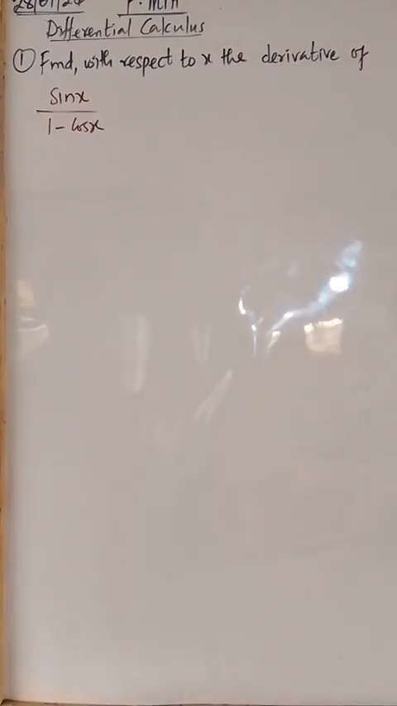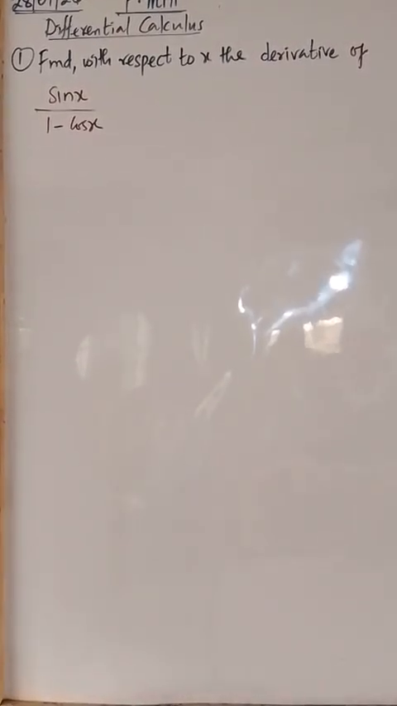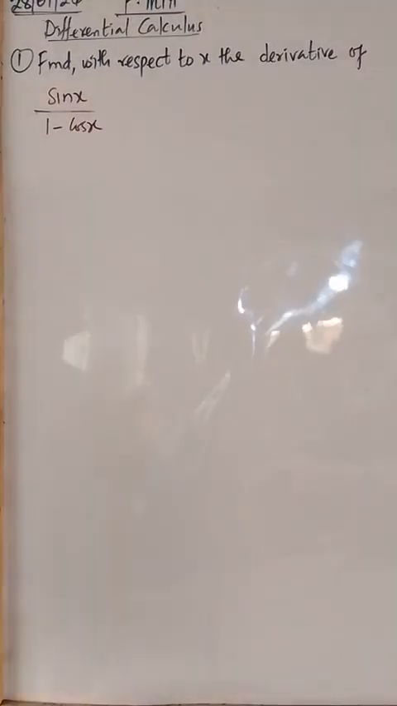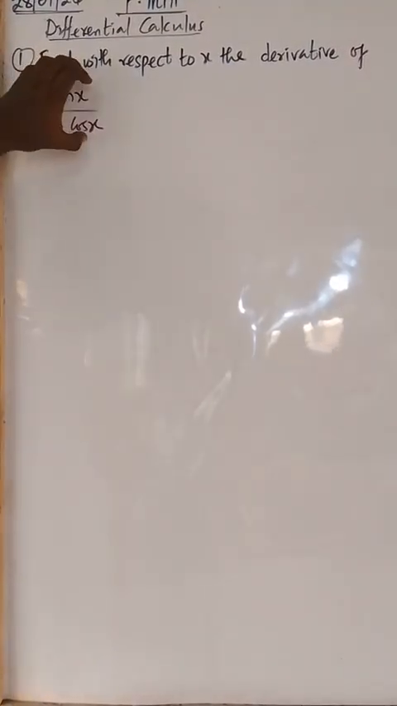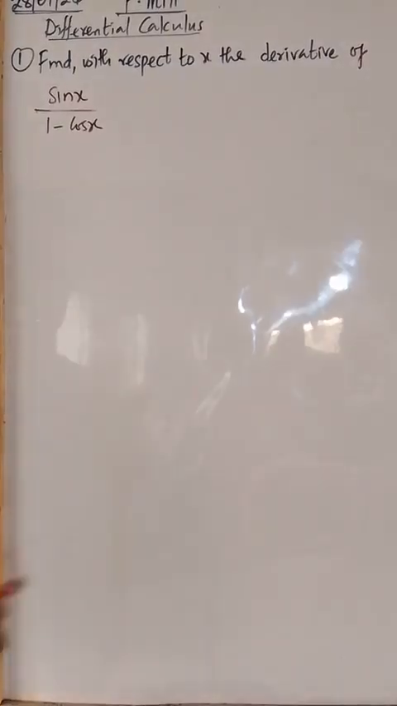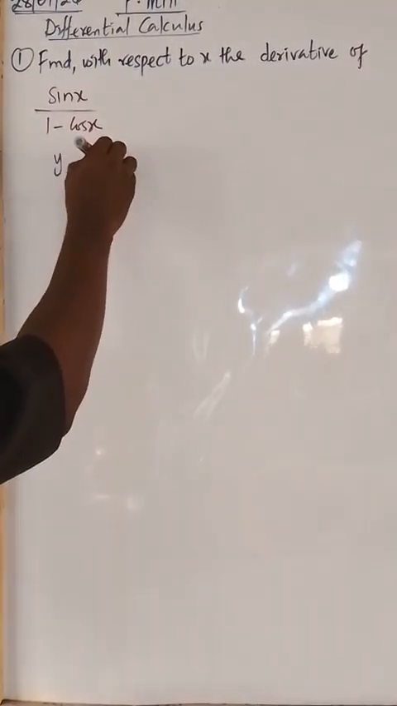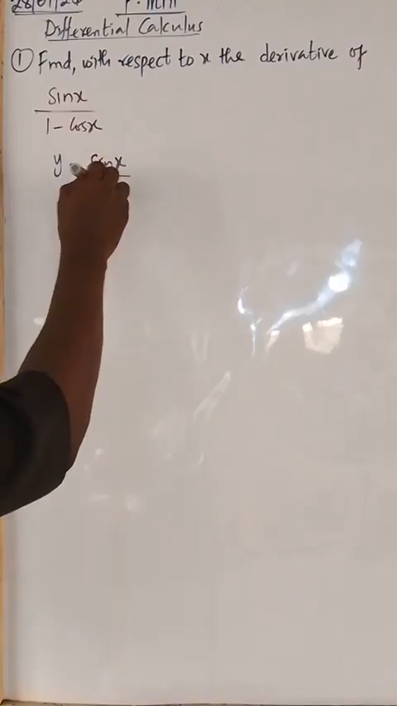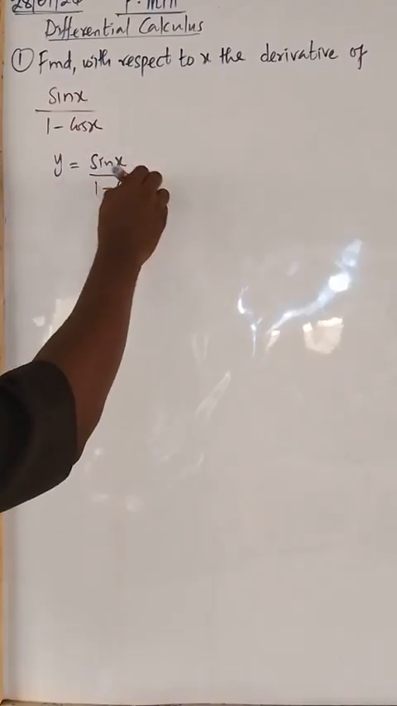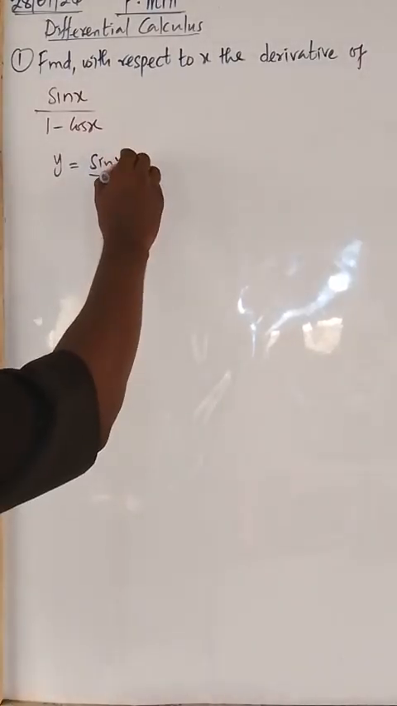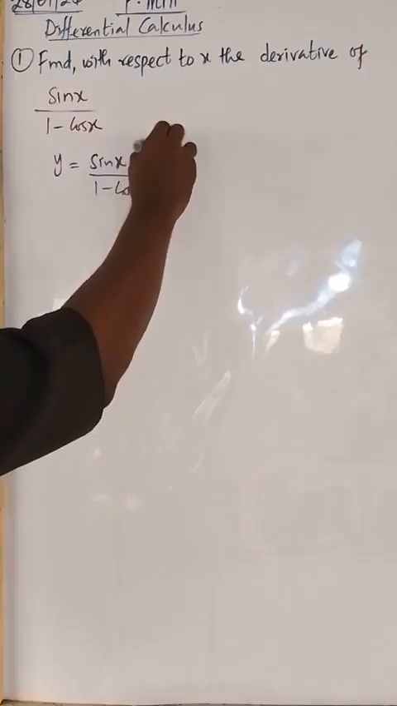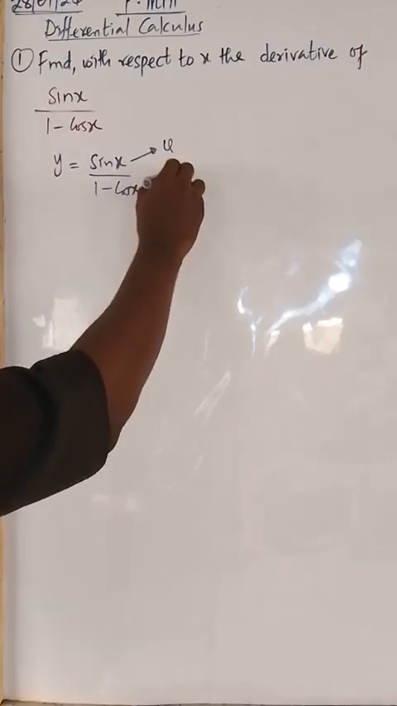Question 1. Find with respect to x the derivative of sine x over 1 minus cos x. Let's take it as a function. Let's say y equals sine x over 1 minus cos x. This is a function itself. Let's call the numerator u, and this other function, let's call it v.